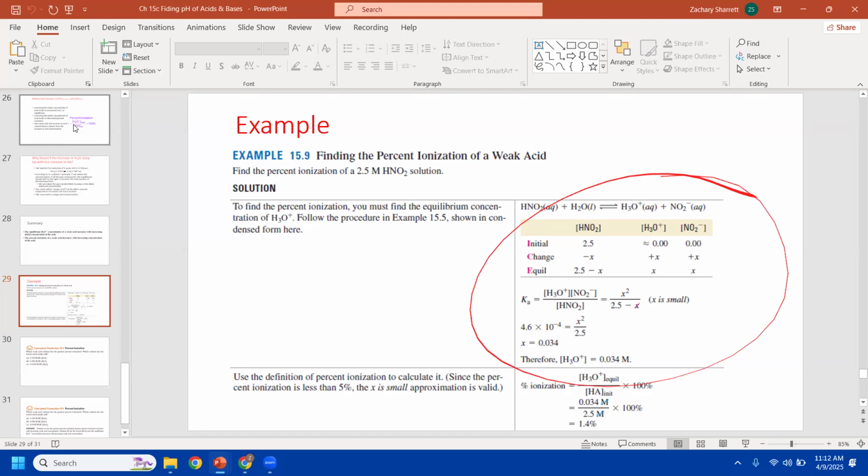So if we have a 2.5 molar weak acid solution, we're going to generate our ice table, right? Ice tables are going to be something we need to generate.